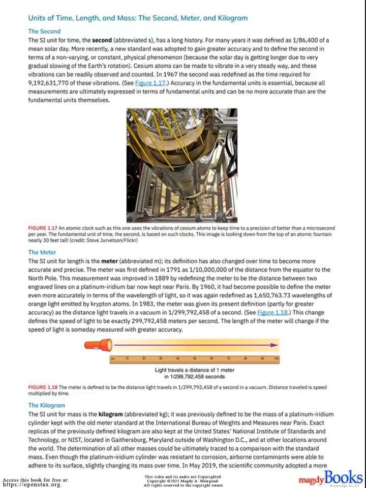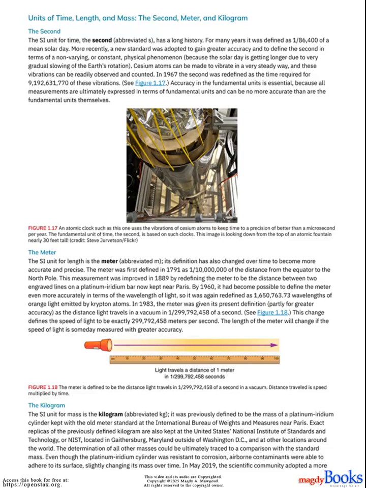Accuracy in the fundamental units is essential, because all measurements are ultimately expressed in terms of fundamental units and can be no more accurate than are the fundamental units themselves. Figure 1.17. An atomic clock such as this one uses the vibrations of cesium atoms to keep time to a precision of better than a microsecond per year. The fundamental unit of time, the second, is based on such clocks. This image is looking down from the top of an atomic fountain nearly 30 feet tall. Credit: Steve Jurvetson, Flickr.